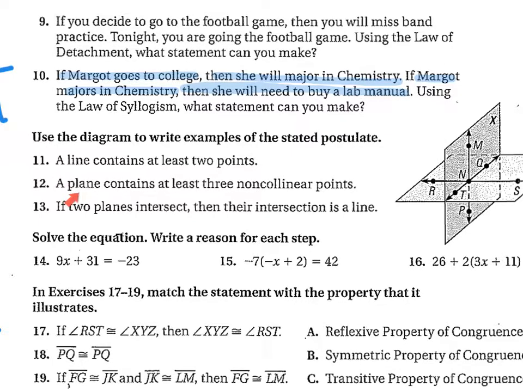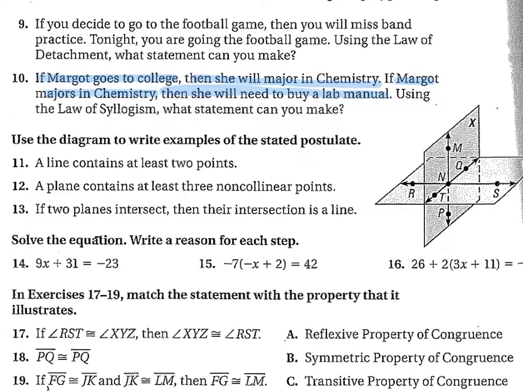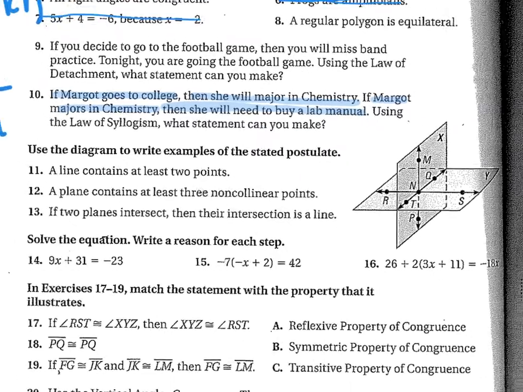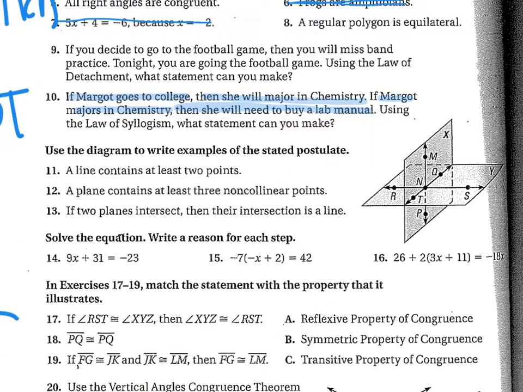Number 12, a plane. Remember, a plane would be like the whole piece there. That contains at least 3 non-collinear points. So 3 points that are not on the same line. So which plane contains 3 non-collinear points? Shrink it down just a little bit. 3 non-collinear points. So what plane would that be? Just write the name of the plane.